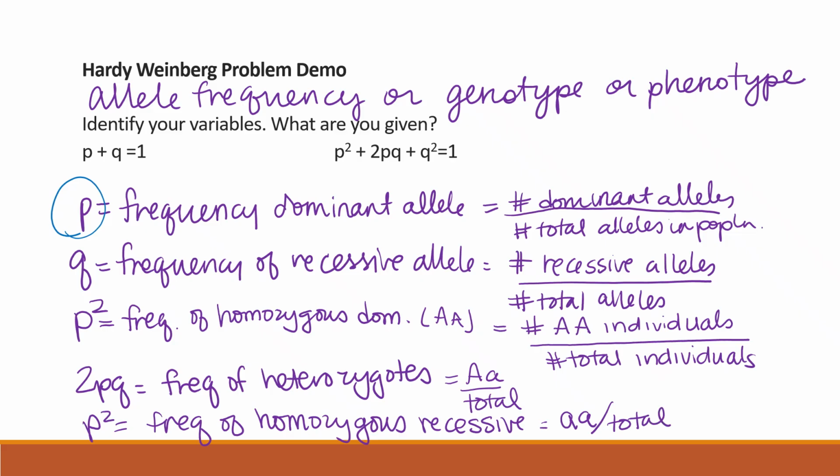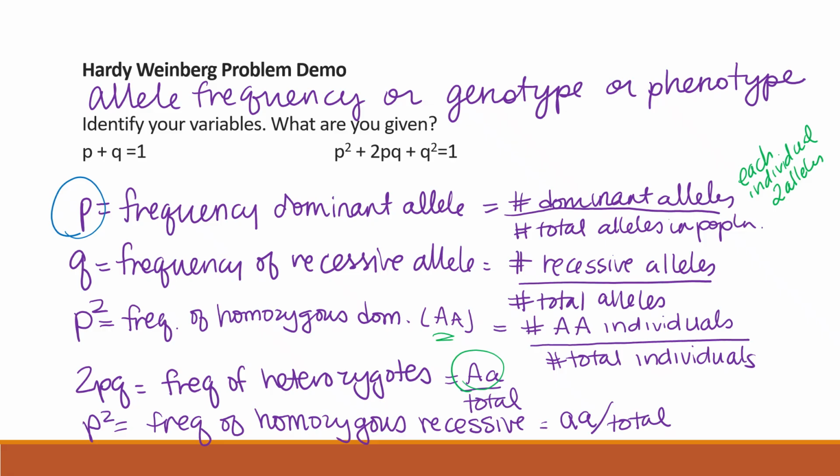A couple of things to keep in mind. If we are looking at the total number of alleles, remember that each individual has 2 alleles. So we may need to keep that in mind if we're counting out the total number of alleles in a population. If we have an individual who is homozygous, they're going to have 2 of the same alleles. Individuals that are heterozygous are going to have 2 different alleles, but they still have 2 total alleles.